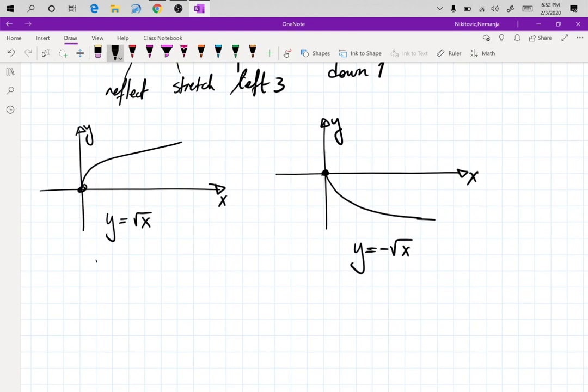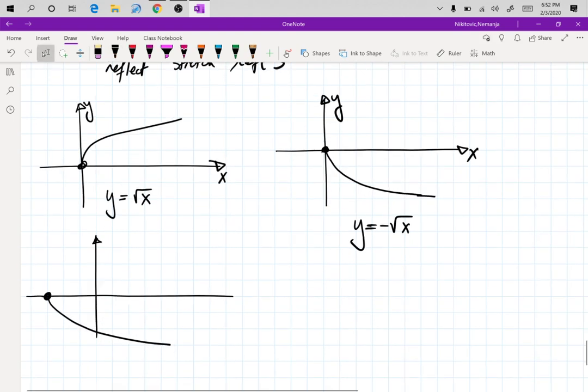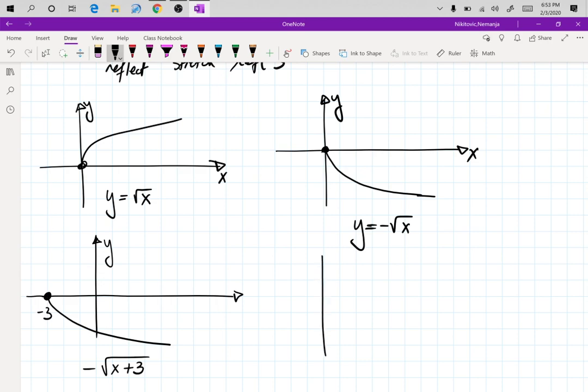So here we go. The next one is left 3. So this is going to be my negative root x plus 3. Then I have down 1. So I have to go to my negative 3. 1, 2, negative 3, and put down 1. And I draw the same shape.